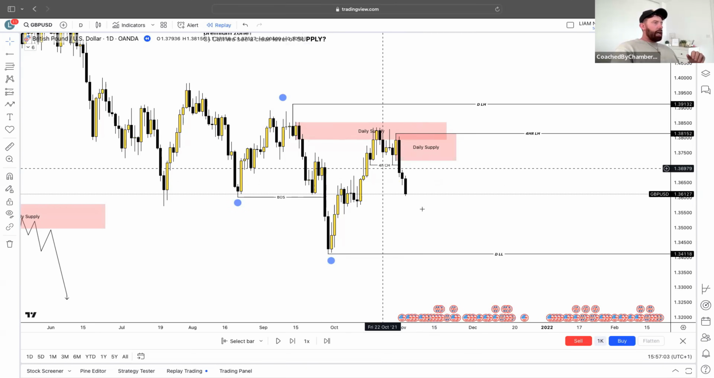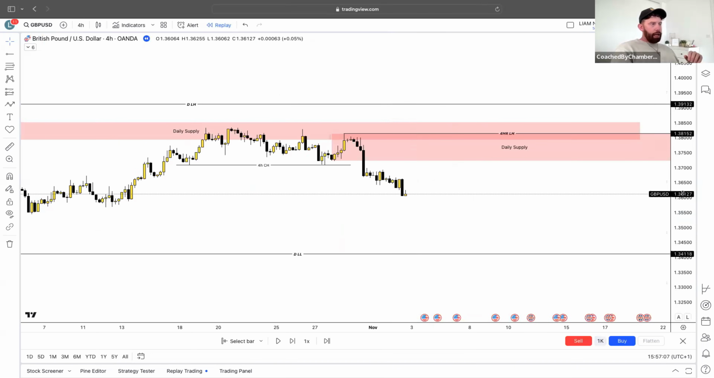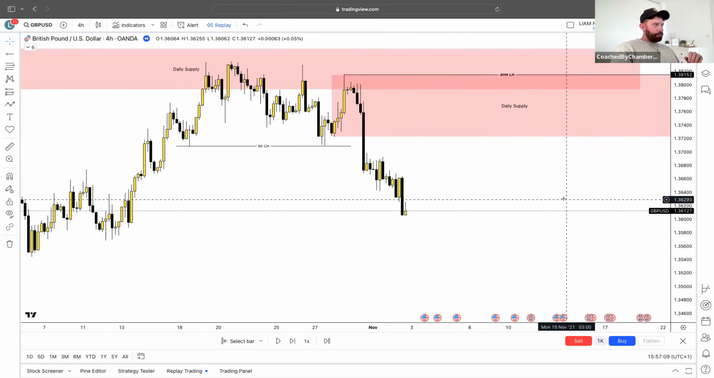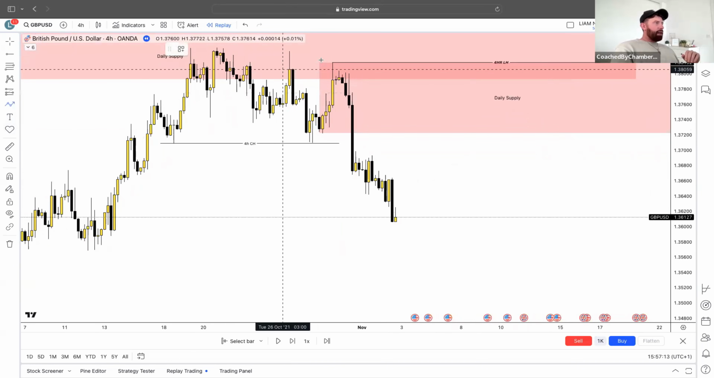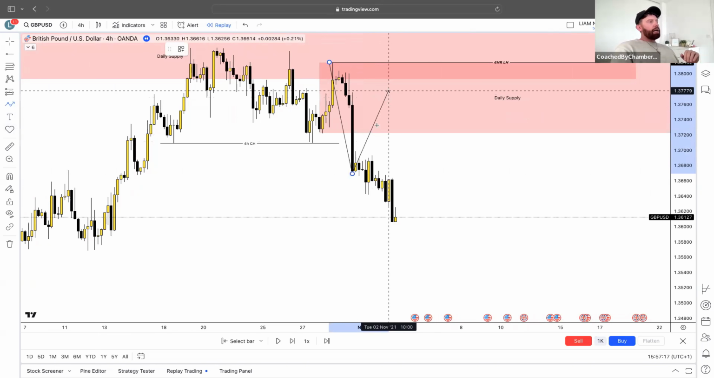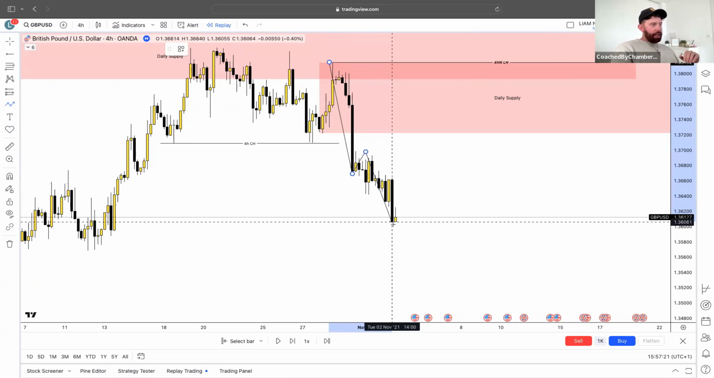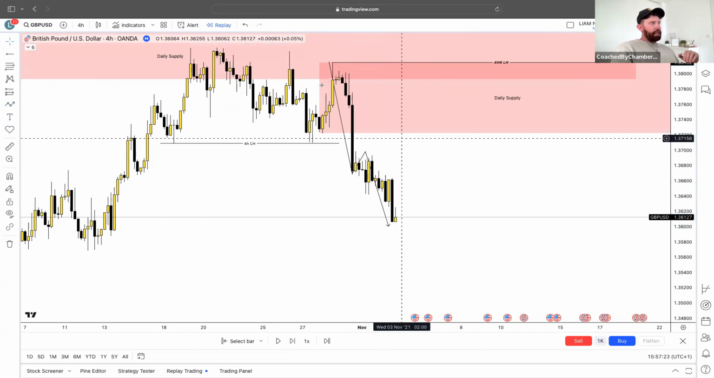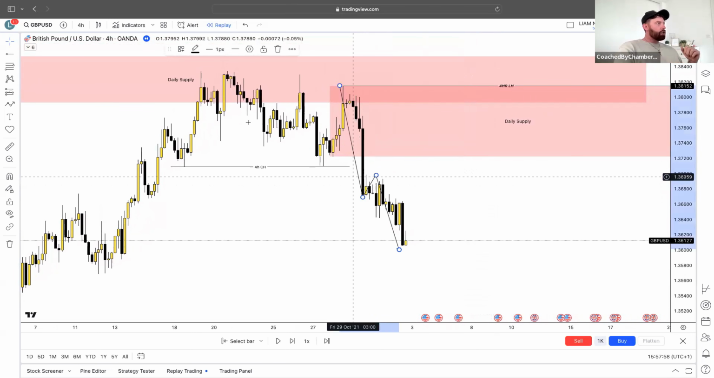So if I just get rid of this and drop down to the 4-hour, can we see what has happened here? Okay, so if we look at this right now, you'll be able to see that from this area, we didn't get a big pullback. We had a small pullback because momentum was strong, and then we carried on downwards from this area. So what does that mean for us on here? What that means for us is we can then see if we can get an entry.